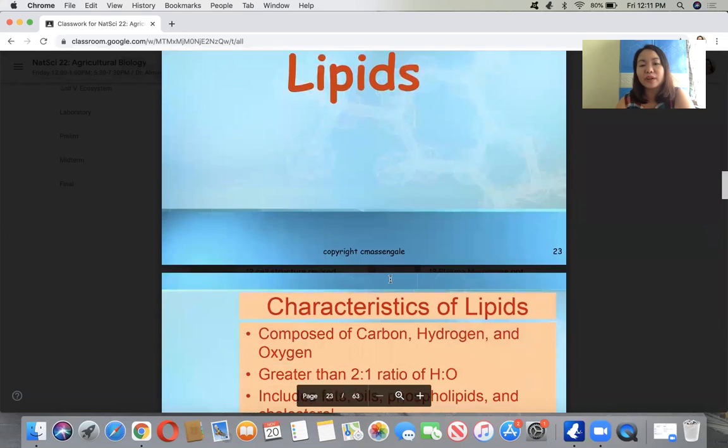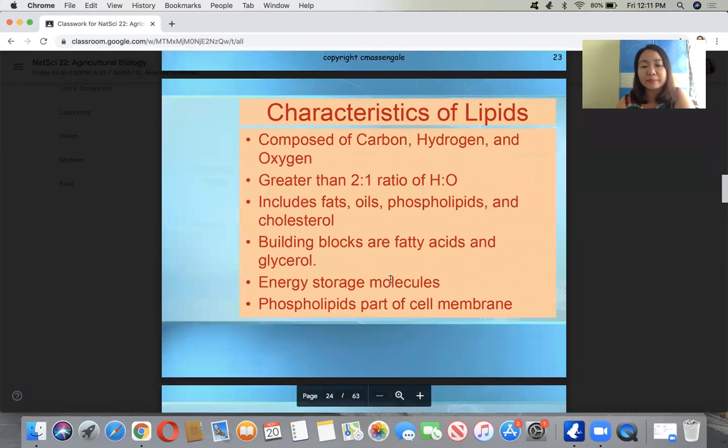So let's move on to the lipids. What are lipids? They are composed of carbon, hydrogen, and oxygen, with a greater than 2:1 ratio of hydrogen to oxygen. This includes the fats, the oils, the phospholipids, and cholesterol. And these are the building blocks: fatty acids and glycerol.